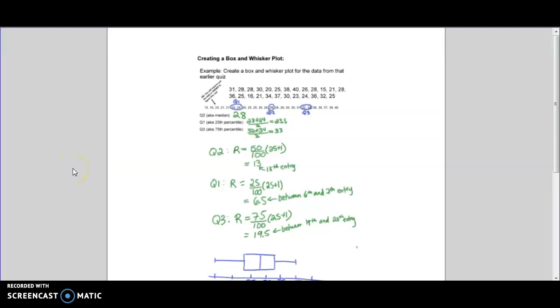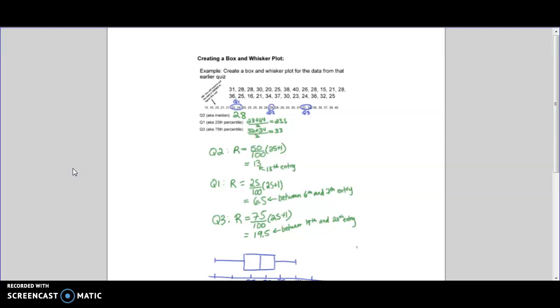Okay, guys, so just continuing on where we left off. So the last example here for the lesson. This question is asking us to create a box and whisker plot based on the given data, which is the same data as we had in the earlier example.